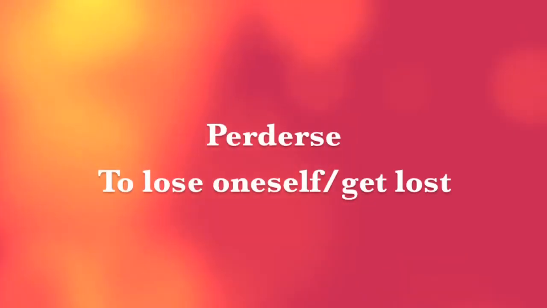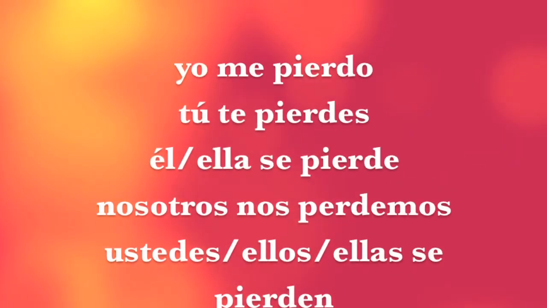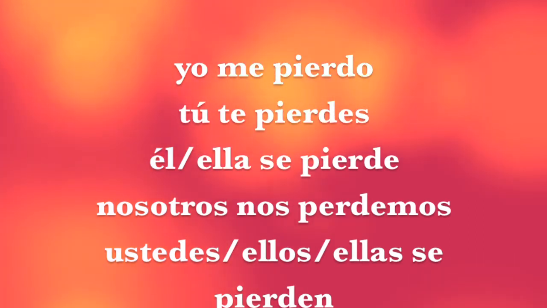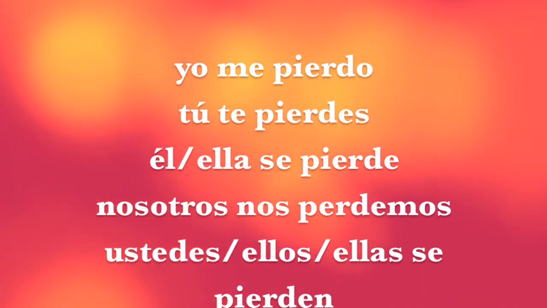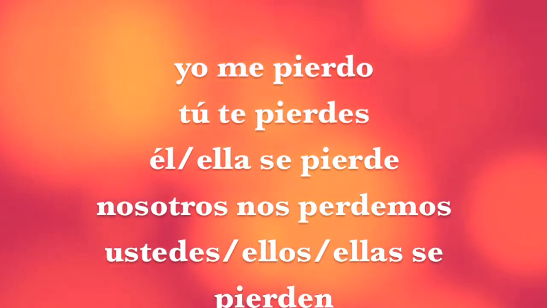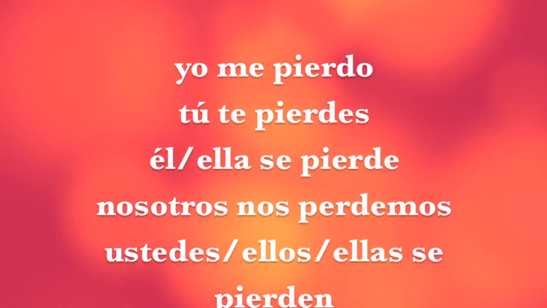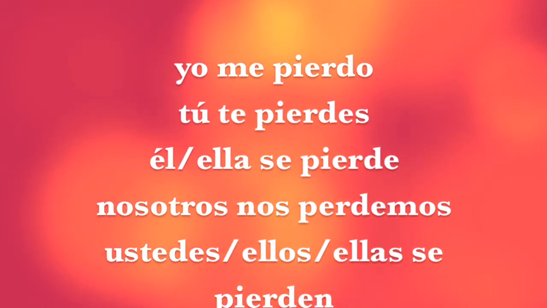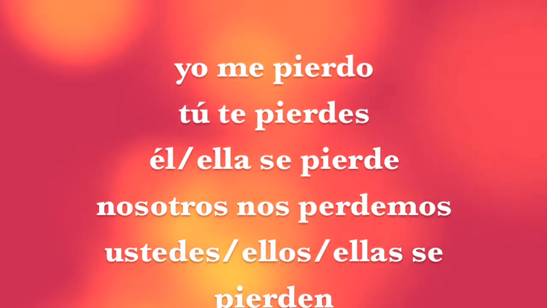Another example would be perderse instead of perder. Perderse would be conjugated because it's an irregular IER verb. Yo me pierdo, tú te pierdes, él o ella se pierde, nosotros nos perdemos, ustedes, ellos o ellas se pierden. Keep in mind that the conjugation of the verb itself doesn't change. It's still regular verbs are regular, irregular verbs are irregular.